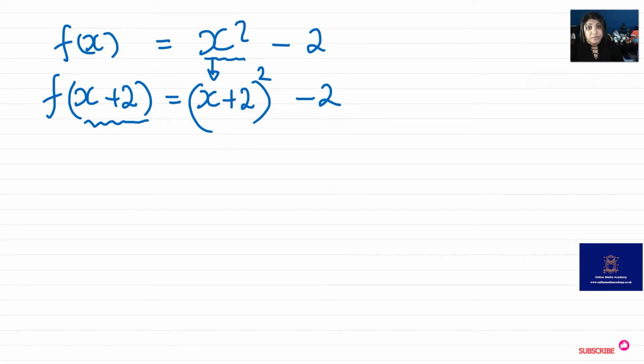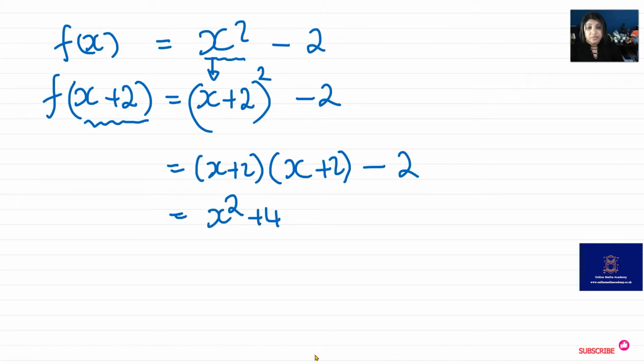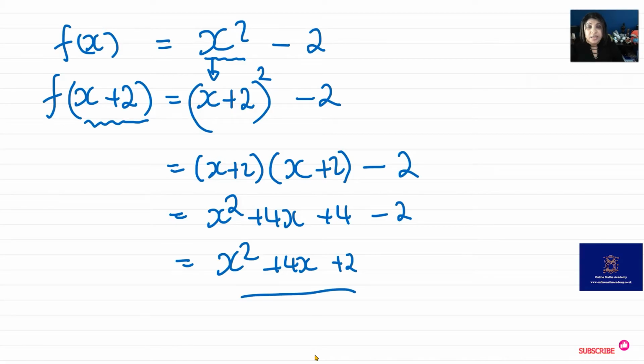So remember, (x plus 2) squared is not x squared plus 4. It's double brackets, so what you have is (x plus 2) times (x plus 2), and then we need to take away 2. So if you expand these double brackets, then you will get x squared plus 4x plus 4 take away 2. And then you collect like terms, so that will give you x squared plus 4x plus 2. And this is your output.